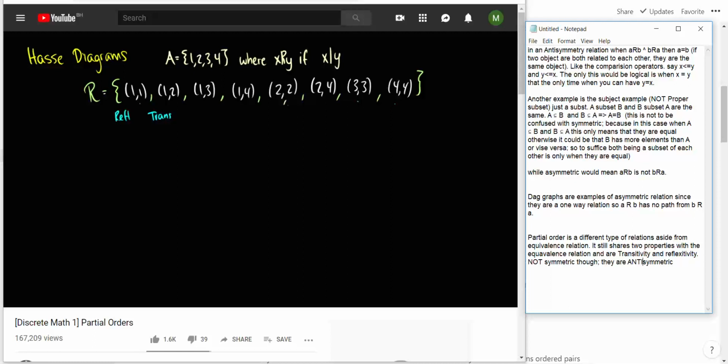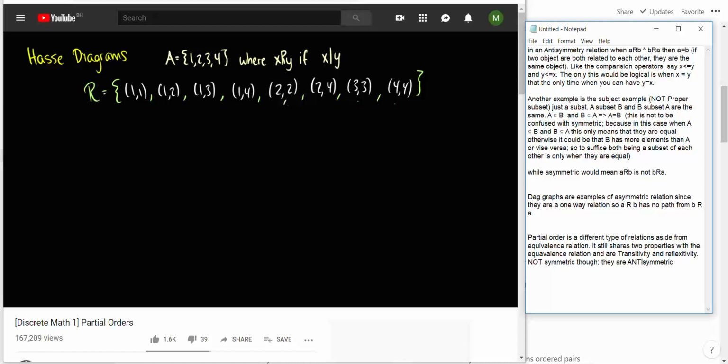And then anti-symmetry. Basically, do we have two things that are symmetric to each other? We have 1,2, we don't have 2,1. We have 1,3, we don't have 3,1. We have 1,4, we don't have 4,1. 2,4, we don't have 4,2. So yeah, we're looking good here.